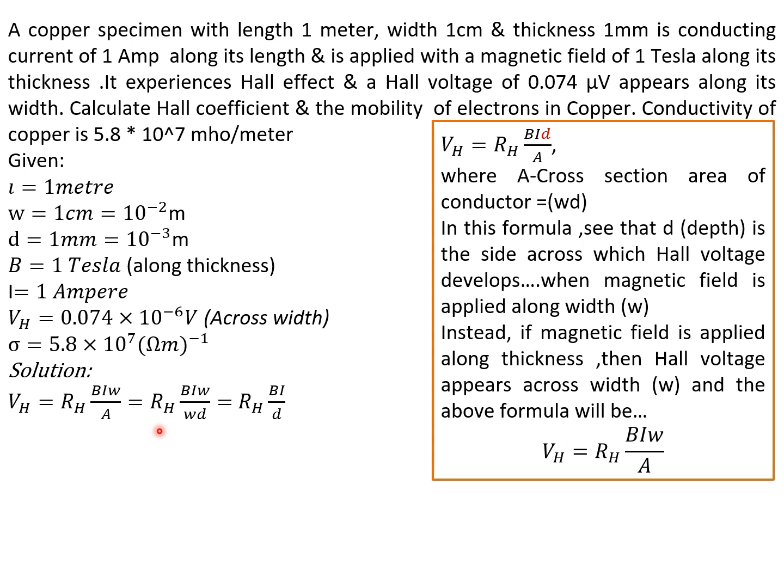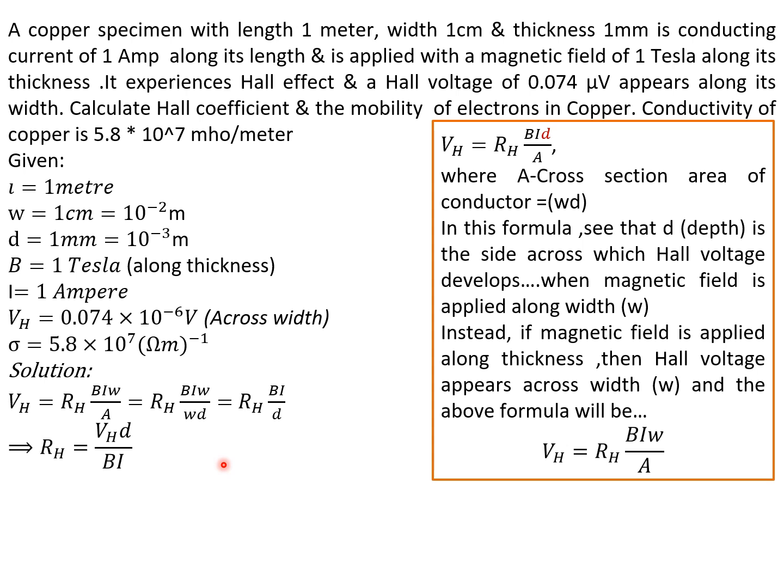So this A is the cross section area of the conductor. A is equal to W into D. So RH into BIW upon W into D. This W will get cancelled and VH is equal to RH into BI upon D. Because we want to calculate Hall coefficient, we will rearrange this. Hall coefficient RH is equal to VH into D divided by B into I.